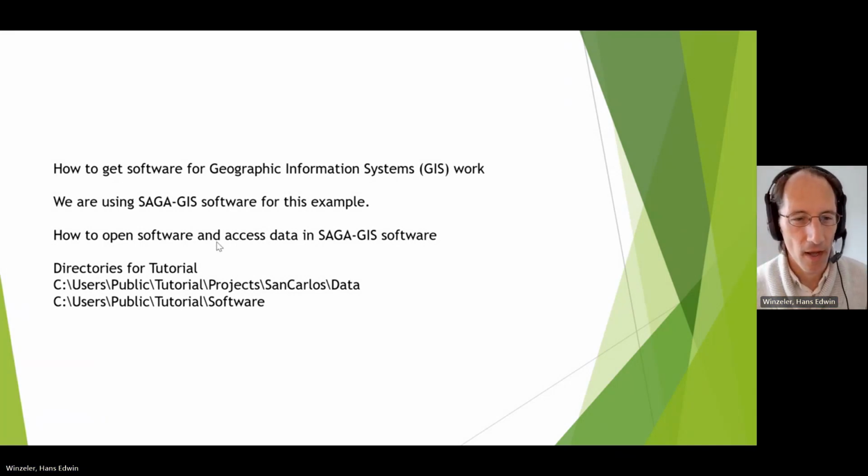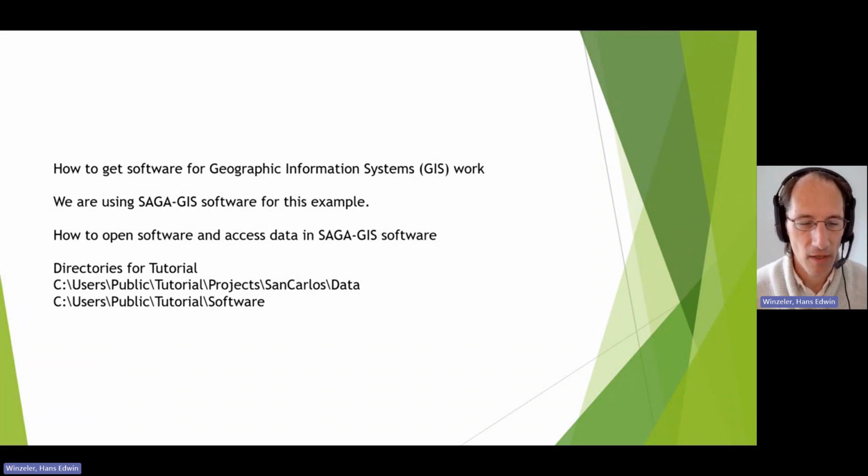So I have put together a tutorial with geospatial data, basically maps, maps made from two different types of data: rasters, which are similar to pictures, and vectors, which are similar to line drawings. And these are in these repositories. The main repository is the tutorial one, and you'll see there's a directory called software and one called projects. I put them in my C users public folder, but you could put them anywhere.